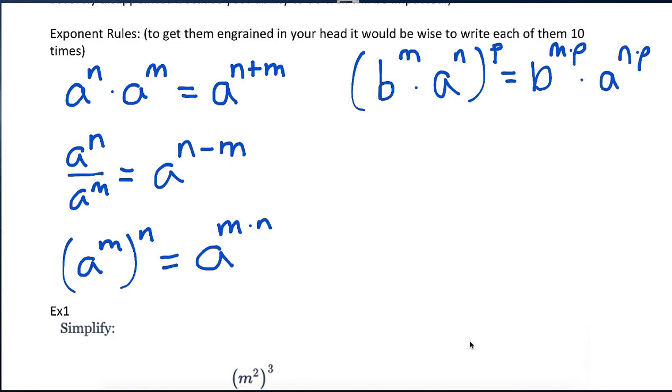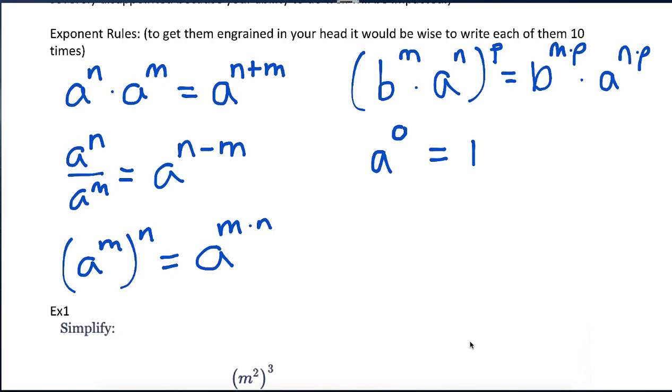The next thing I would say to you is that anything to the 0 power is equal to 1. Anything to the 0 power is equal to 1.